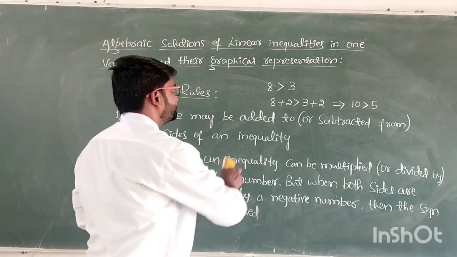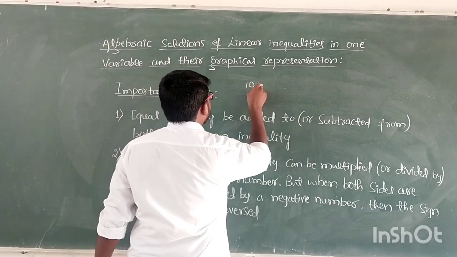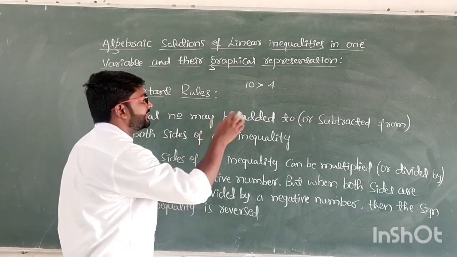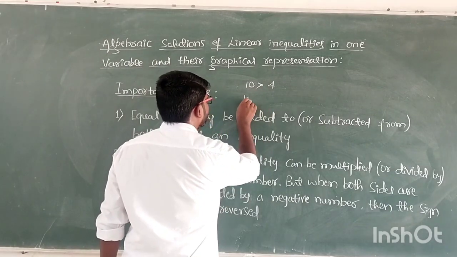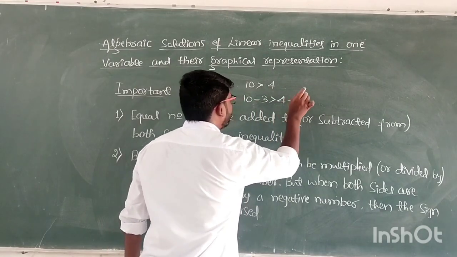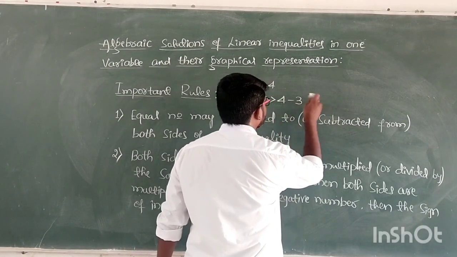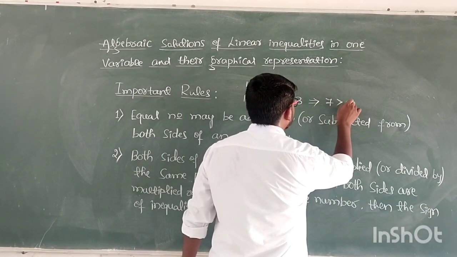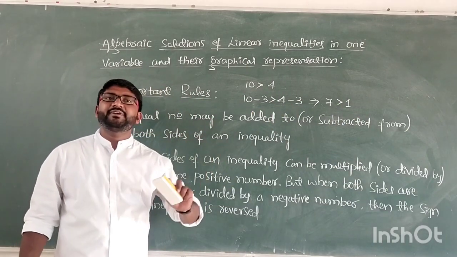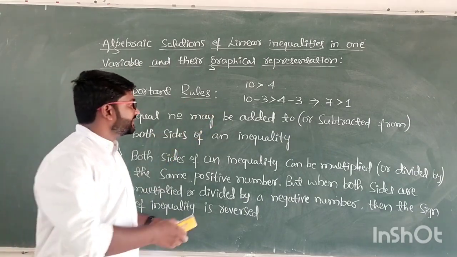So we will do that now. Here, 10 is greater than 4. Let us subtract the equal number from both the sides. 10 minus 3 greater than 4 minus 3. So now in the next step it becomes 10 minus 3, it is 7, greater than 4 minus 3, it is 1. So it has been reduced to 7 greater than 1. So this is all about rule number 1. Let us take up rule number 2.